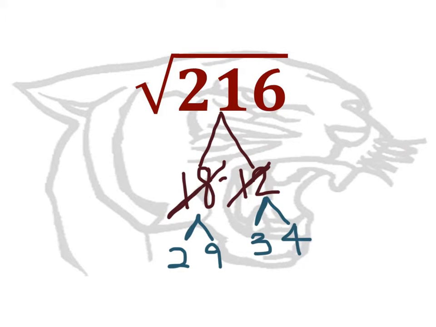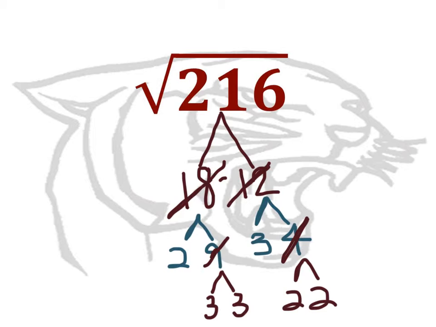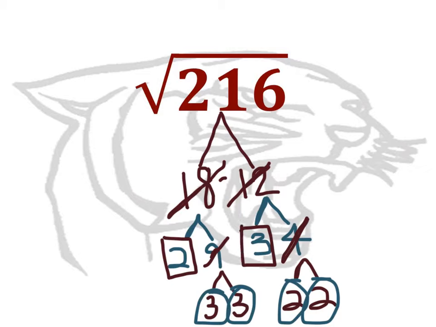2 is a prime number. 9 is not. 9 can be factored to be 3 and 3. 3 is a prime number. And 4 can be factored into 2 and 2. Start looking for pairs. We have 2 sets of 3 and 2 2s. And we have a 2 left over and a 3 left over.